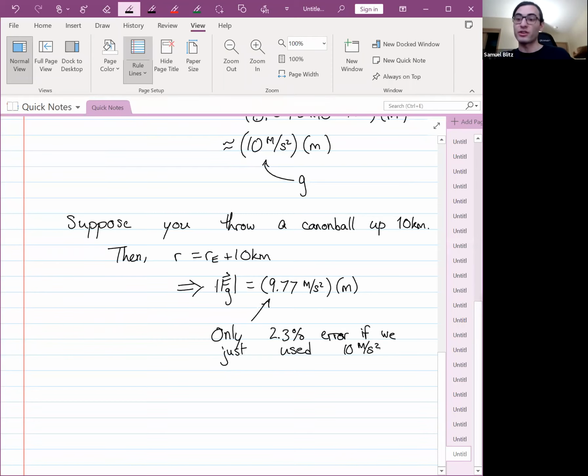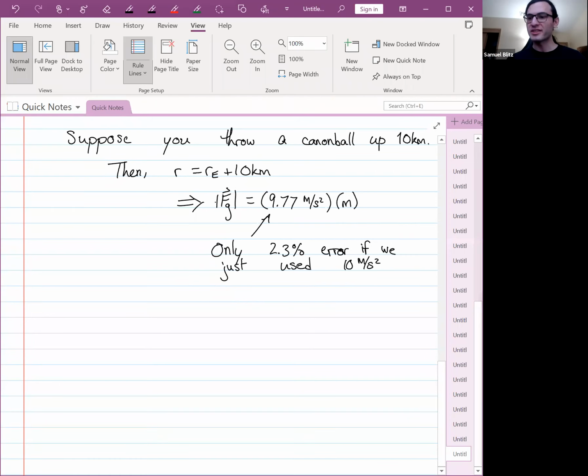But regardless, the error is small, right? So even if you go as far as 10 kilometers up, your gravitational acceleration is still basically the same. So as far as projectile motion is concerned, the acceleration that an object feels is constant. It's just mg because it's changing insignificantly at any reasonable height.